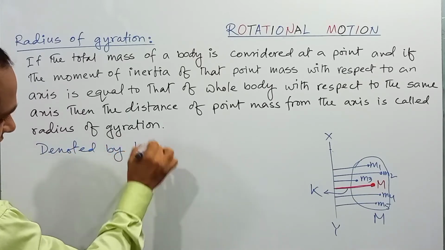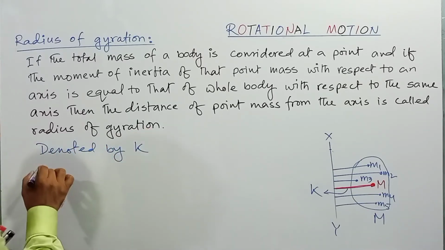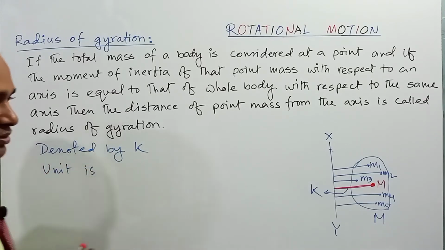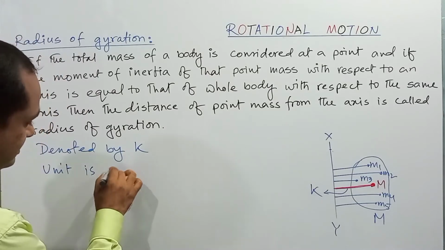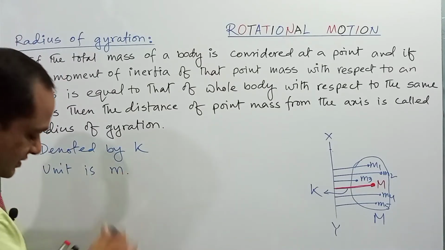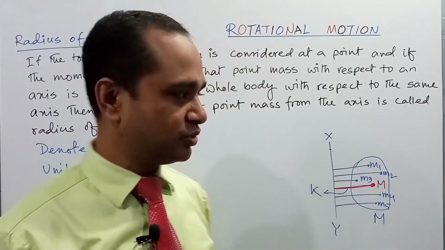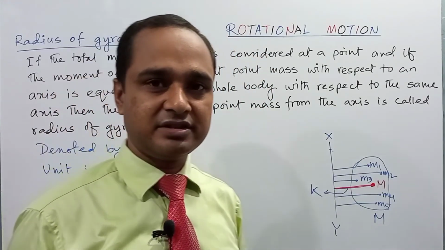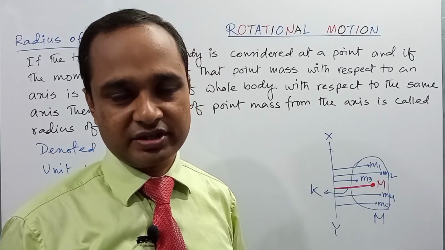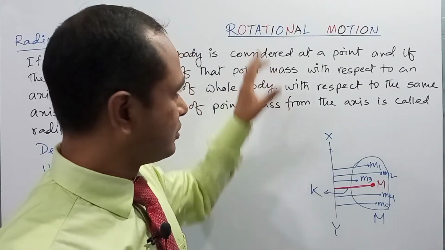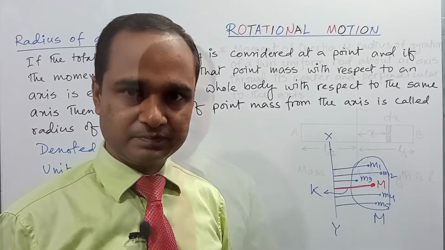Denoted by capital K, and its unit is a distance, so the unit will be meter, right? I hope you got it. You need to memorize these two definitions, that is moment of inertia and radius of gyration.